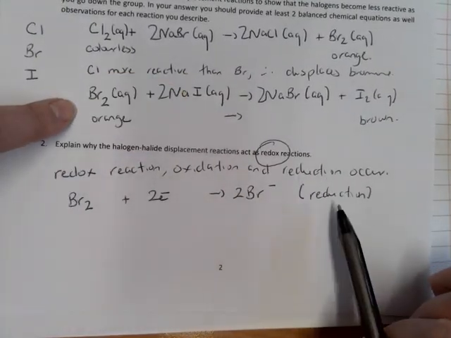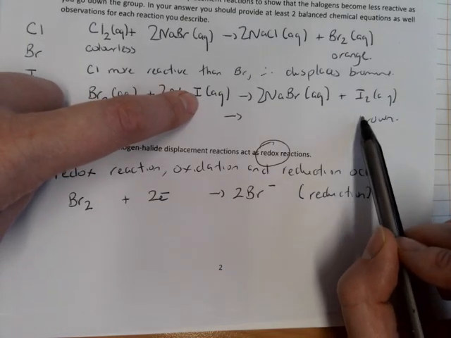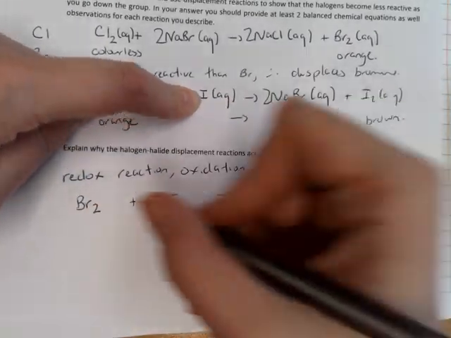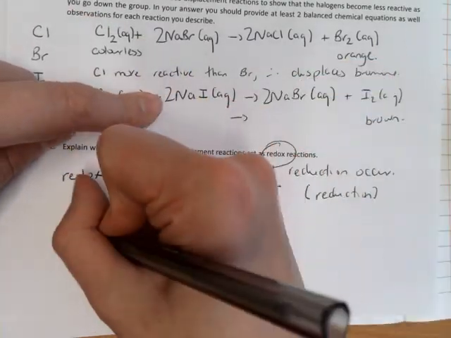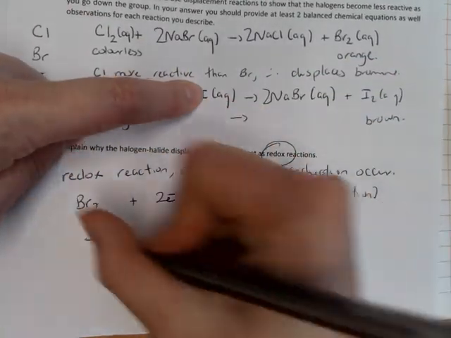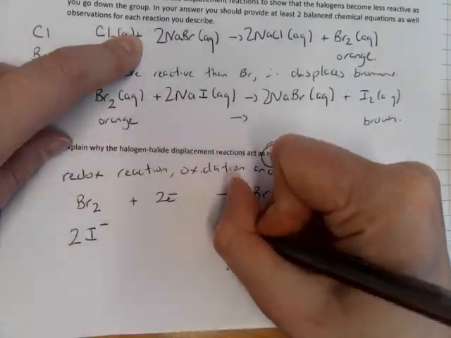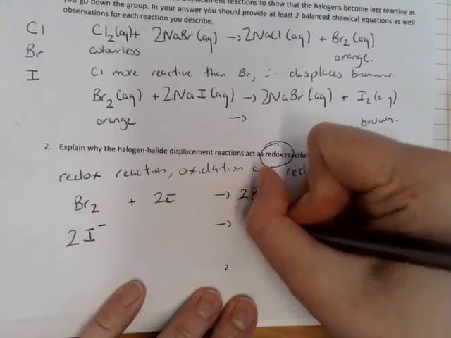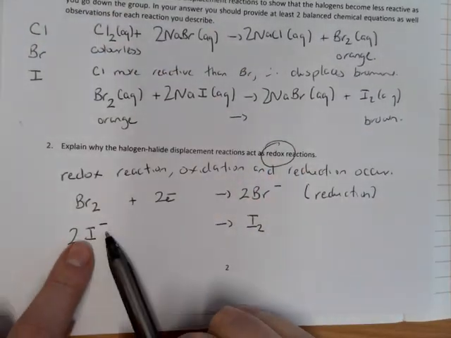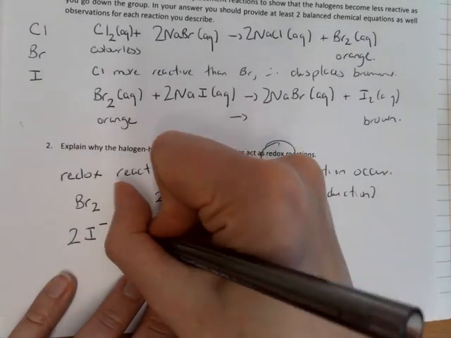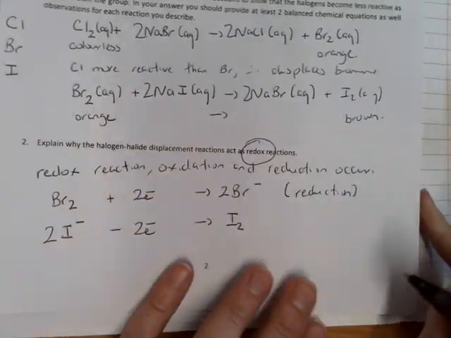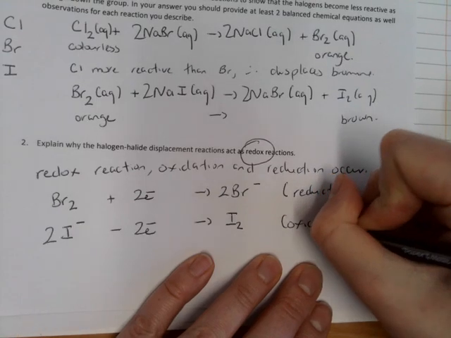Going to look for an example of oxidation then. If bromine is being reduced, then iodine must be being oxidized. So if I look here, I'm starting off with it in an ionic compound. It's got a negative charge. There are 2 of them, so 2I minus. And then on the other side, I can see it's just present as I2. So it was negatively charged. Now it's got no charge at all. So it's losing electrons. And that would be an example of oxidation.